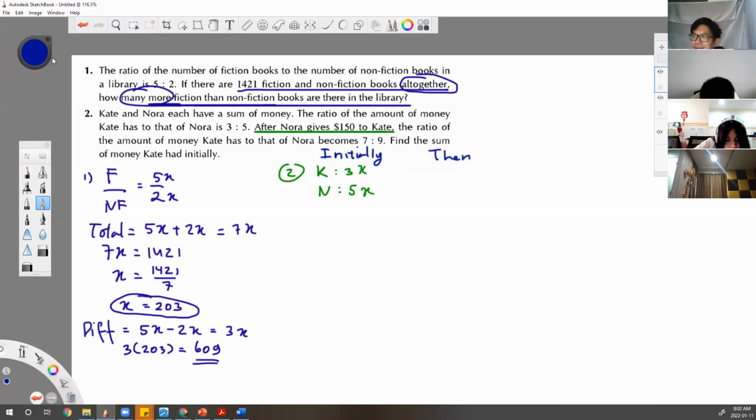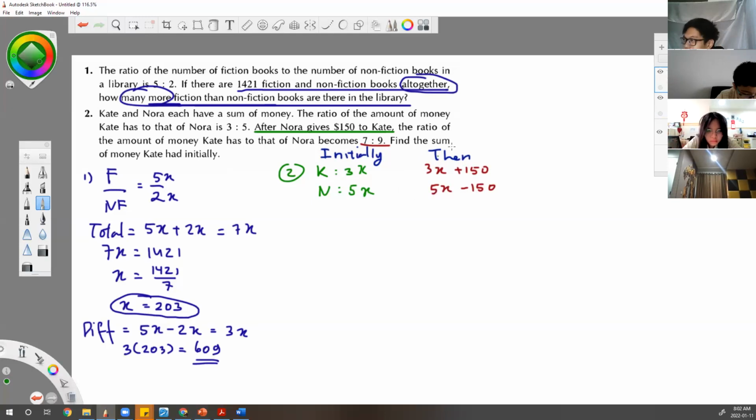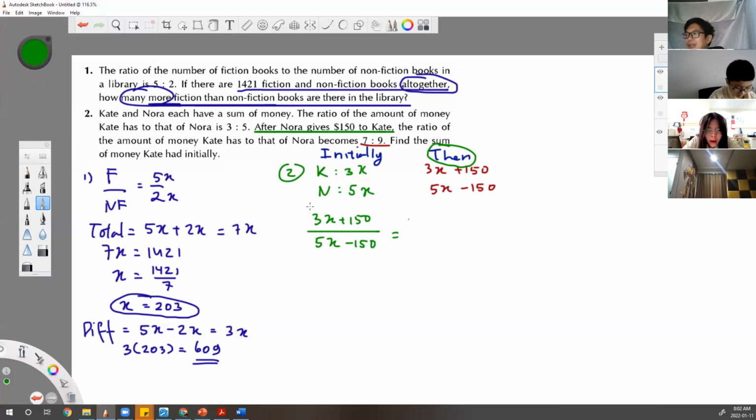Now, how much does Kate have? Kate has 3x plus what she got from Nora, Nora gave. Nora's is subtracted. The ratio is 7/9. Which one is 7/9? This one. So 3x plus 150 over 5x subtract 150 equals 7/9. That's how you have to think.